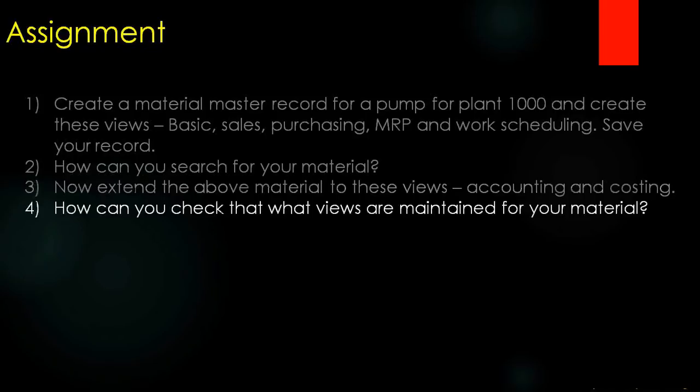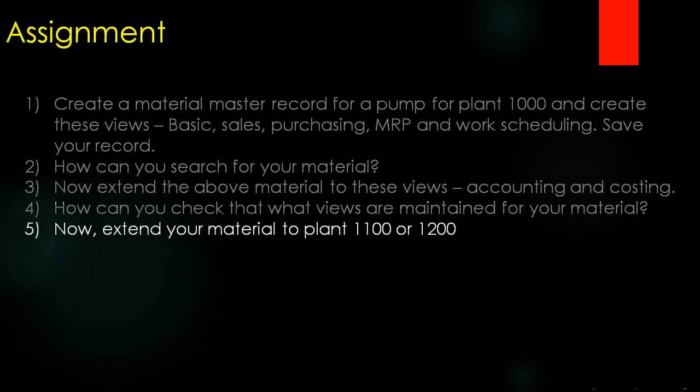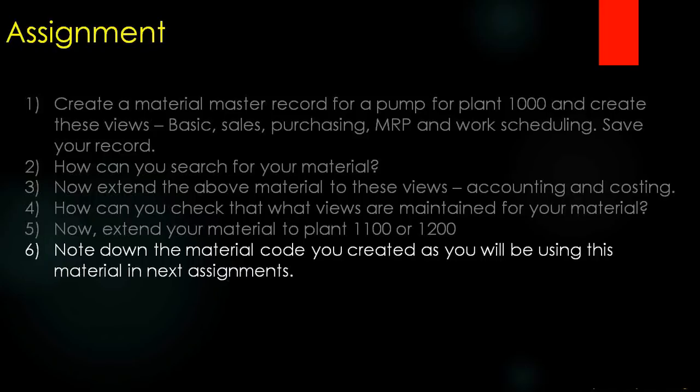Then how can you check what views are maintained for a material? So if you need to see what views you have created so far, how do you check that? And now extend your material to the plant 1100 or 1200. So you already created it for plant number 1000. Now either create it for plant number 1100 or 1200. Pick any, it doesn't matter. And note down the material code you created as you will be using the material in the next assignment.